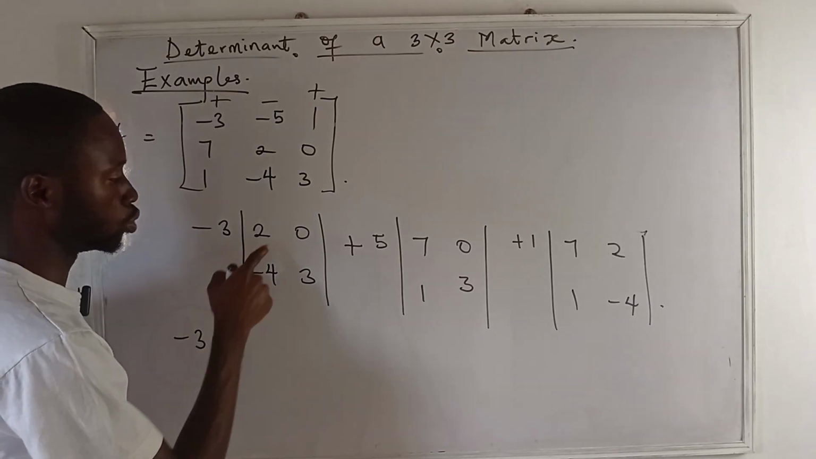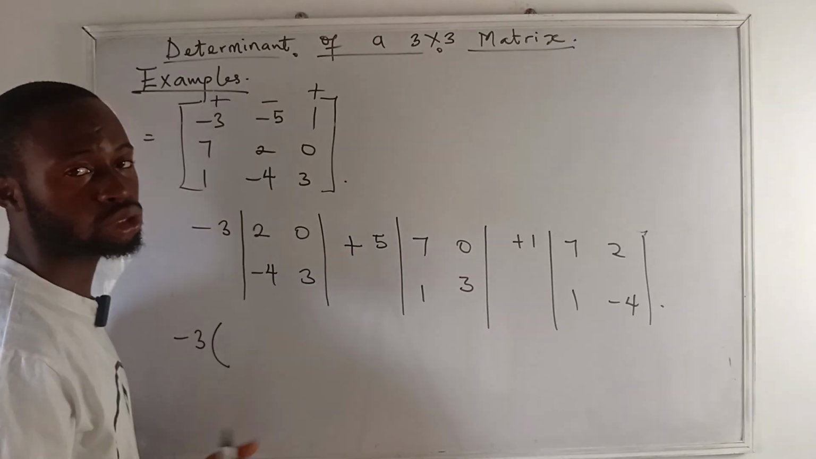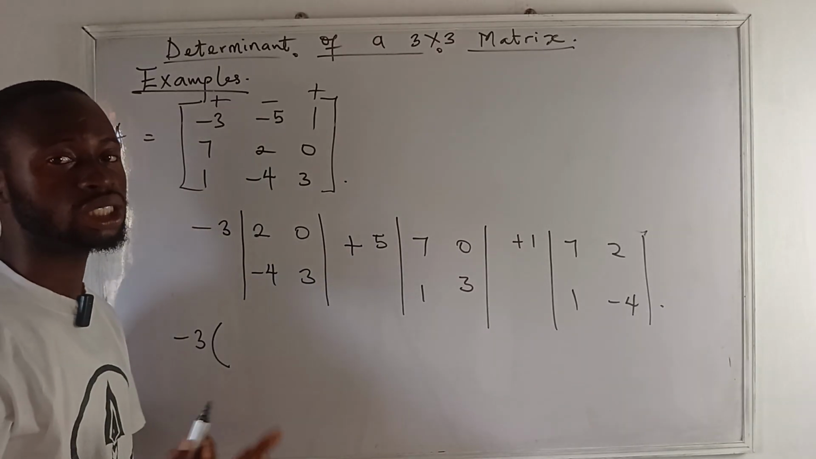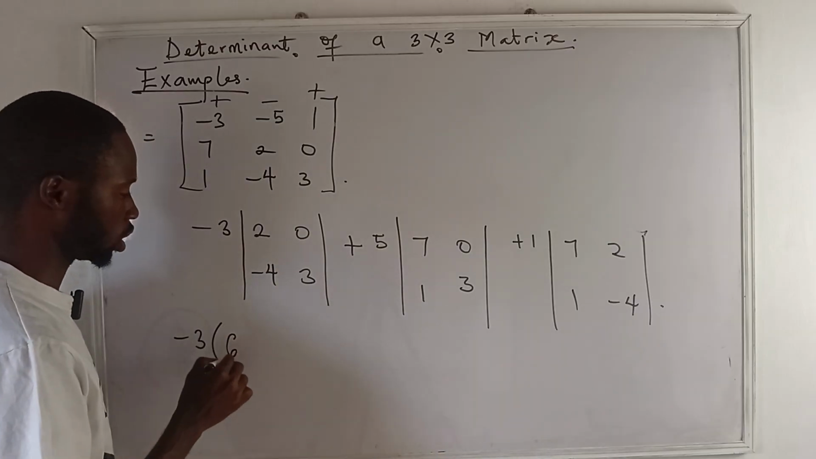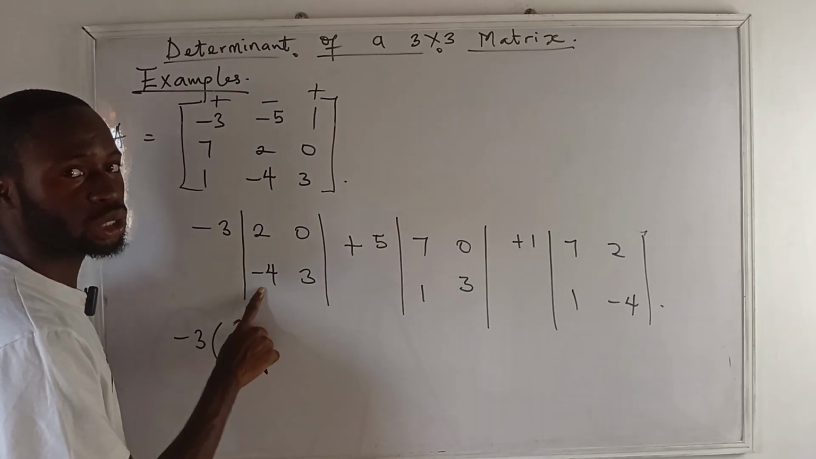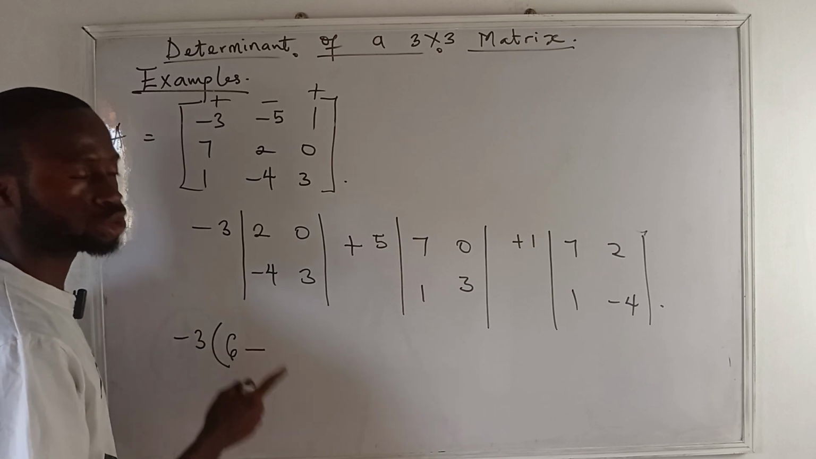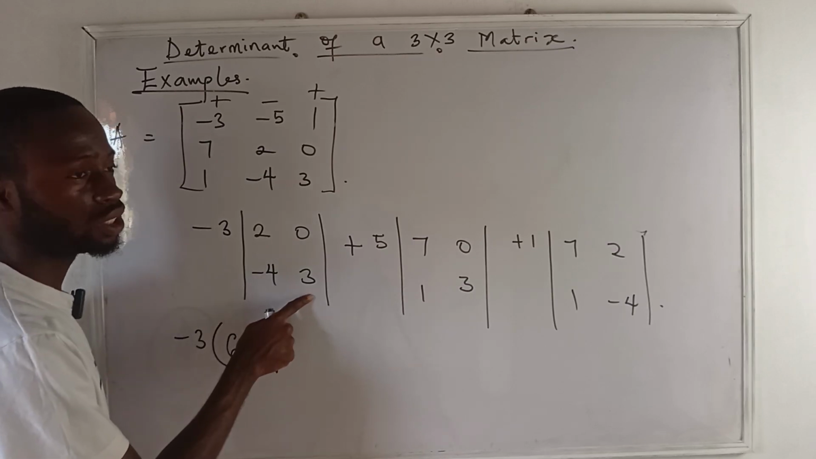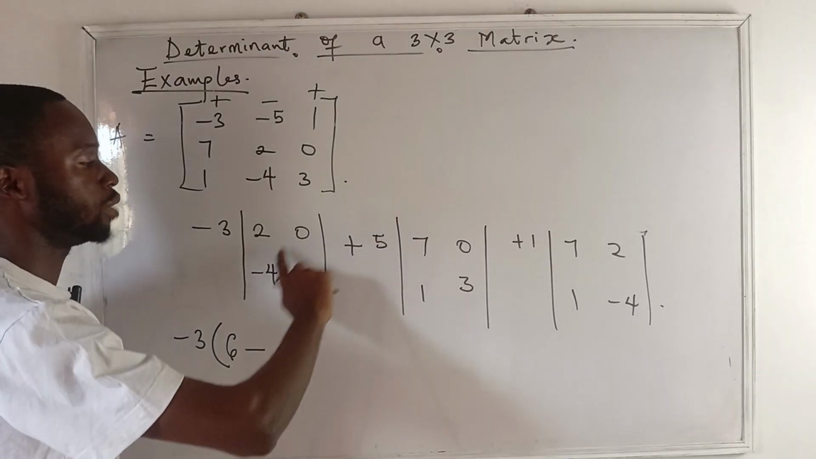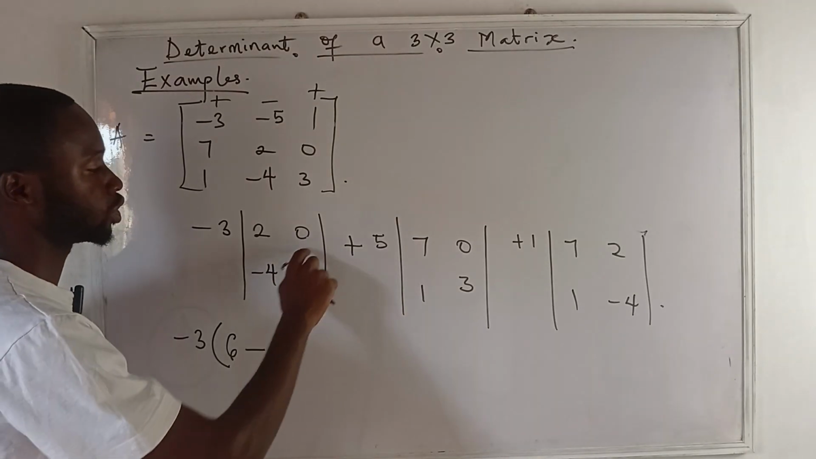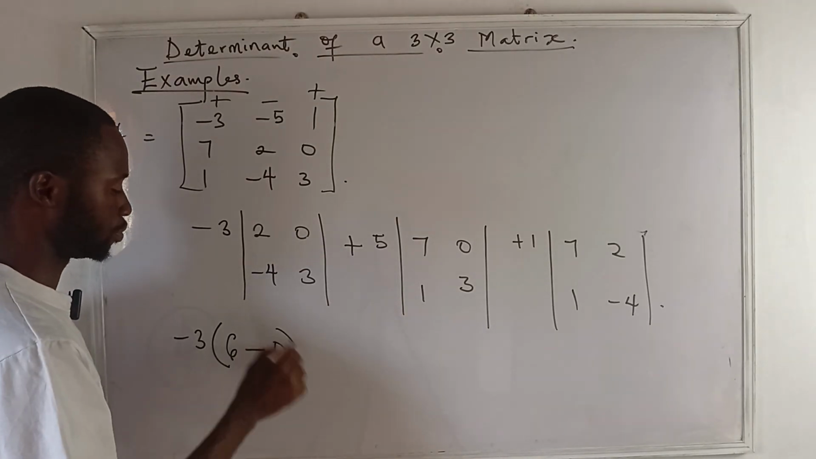So what do you do? You multiply 2 times 3. If you don't know how to find the determinant of a 2 by 2 matrix, there's a video on that, so you can check that. So 2 times 3 will give us what? 6 minus 4, because you need to subtract. After you do the product of the diagonal elements, 2 times 3 is 6, then minus the product of the off-diagonal elements. So minus 4 times 0 will still give us 0.